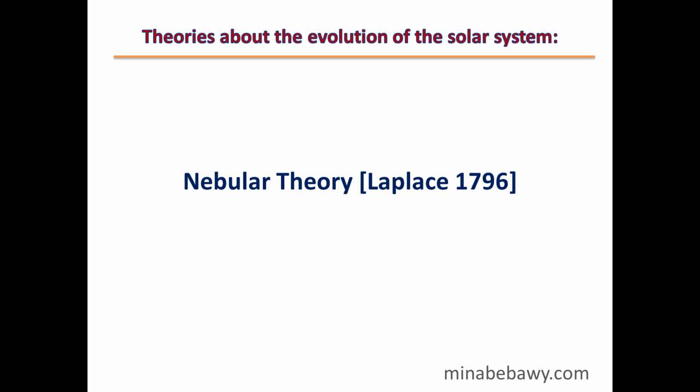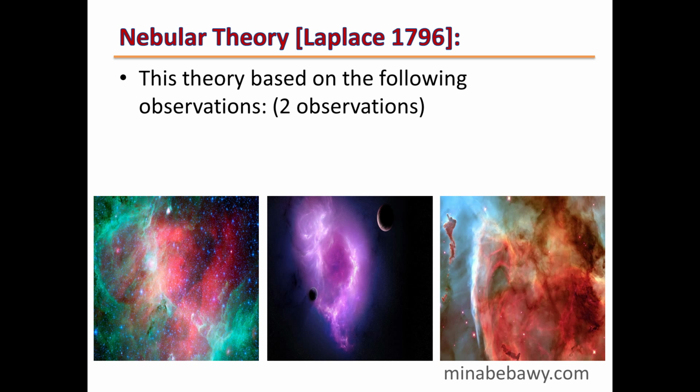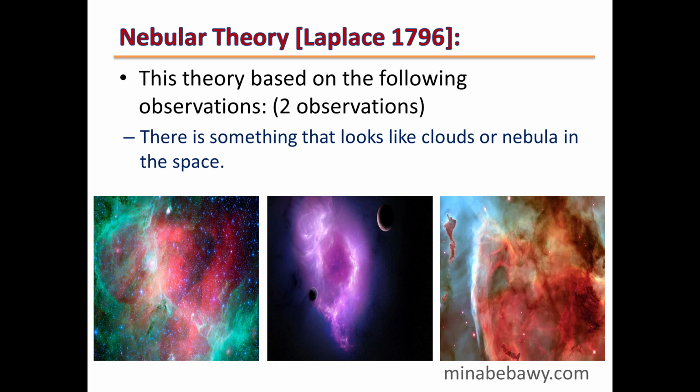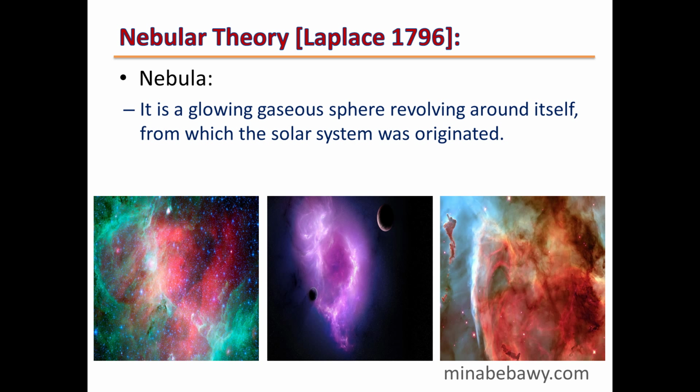Nebular theory, Laplace 1796. This theory is based on the following 2 observations. The first one, there is something that looks like clouds or nebula in space. What is meant by nebula? It is a glowing gaseous sphere revolving around itself, from which the solar system originated.